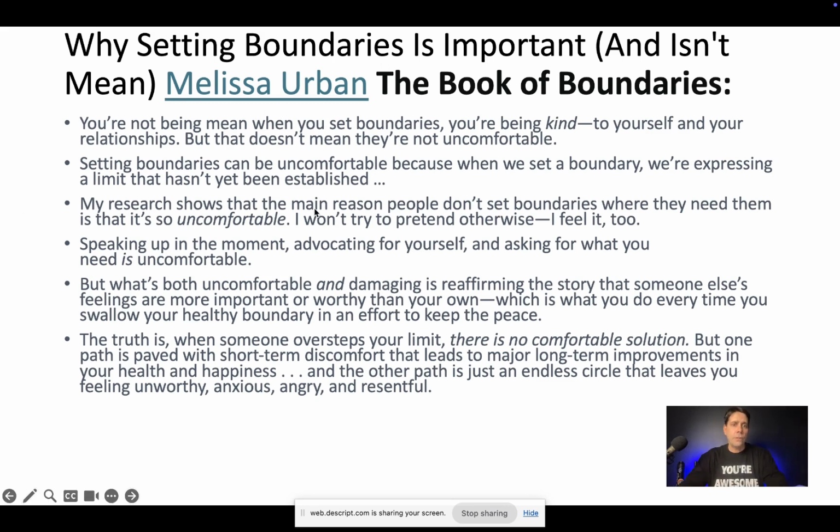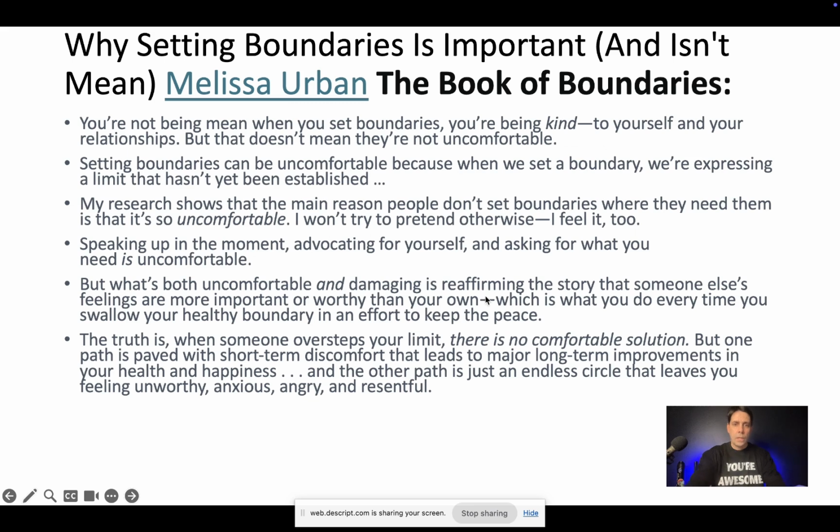Melissa continues, my research shows that the main reason people don't set boundaries where they need them is that it's so uncomfortable. I won't try to pretend otherwise. I feel it too. Speaking up in the moment, advocating for yourself, and asking for what you need is uncomfortable. But what's both uncomfortable and damaging is reaffirming the story that someone else's feelings are more important or worthy than your own, which is what you do every time you swallow your healthy boundary in an effort to keep peace.